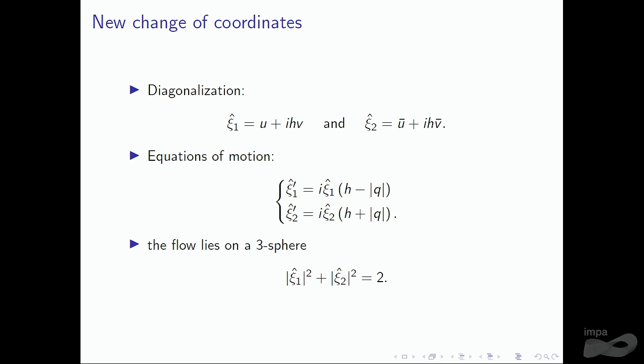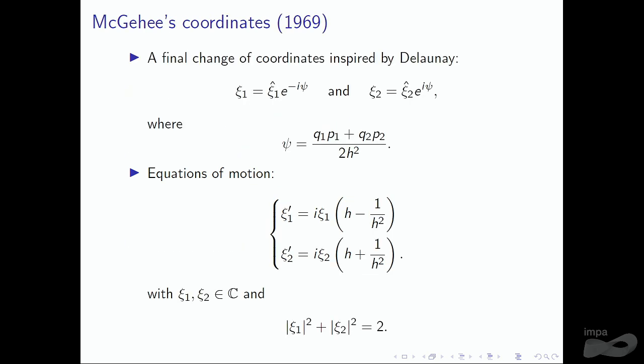And now there is a third change of coordinates. Okay, I found this in the thesis of McGehee. We change xi1 hat, xi2 hat to xi1 and xi2. Okay, and this change is given just by some rotations, which depends on the point. This phase here is this expression here. We just change coordinates, rotating a little bit.